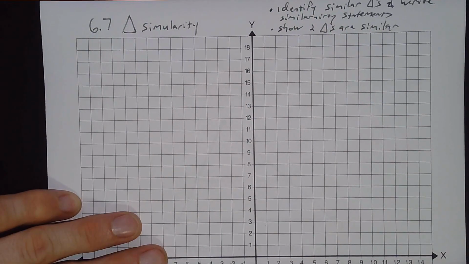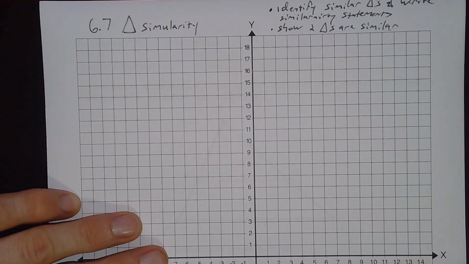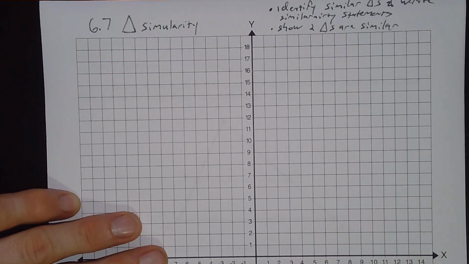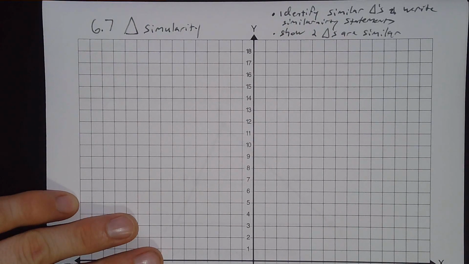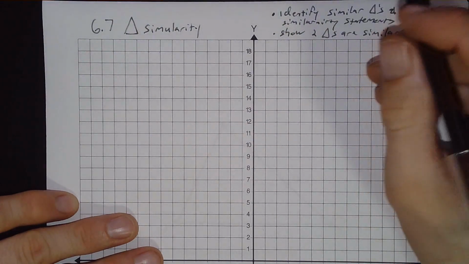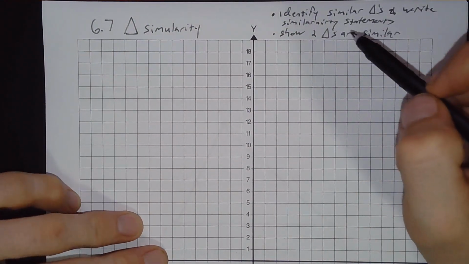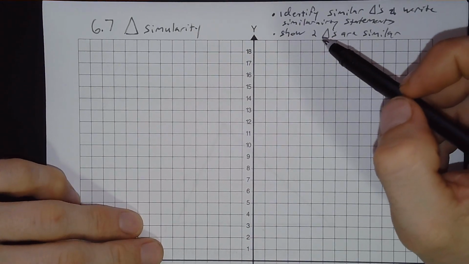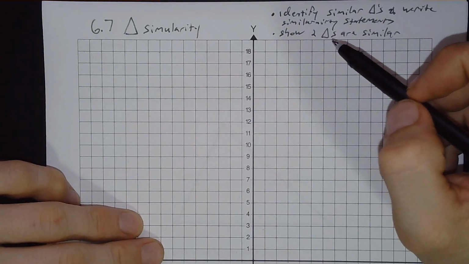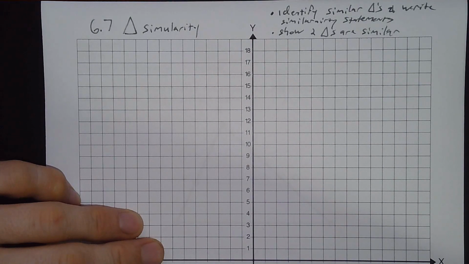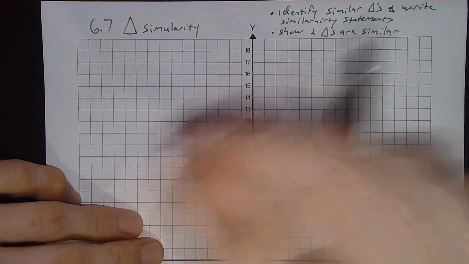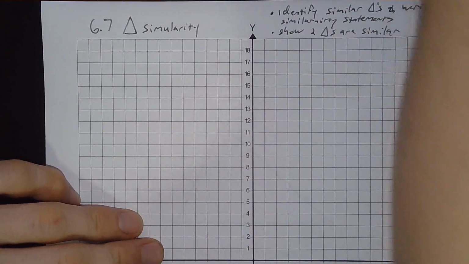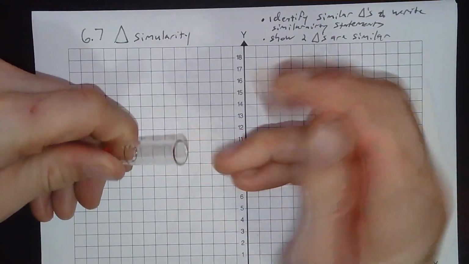All right, so this is 6.7, and we're talking about triangle similarity. We're going to identify similar triangles, write similarity statements, and show how two triangles are similar with the given information. We're going to introduce a new symbol for you.